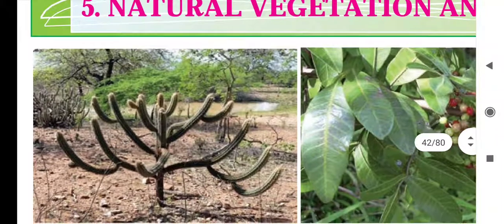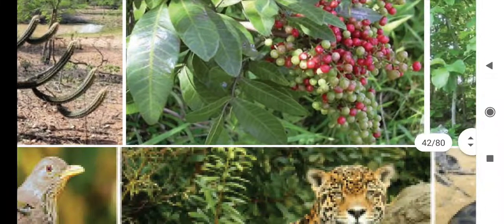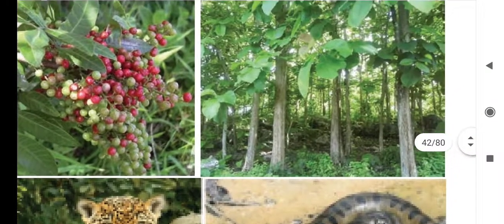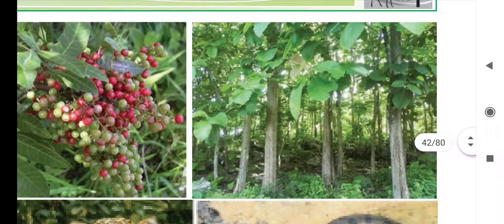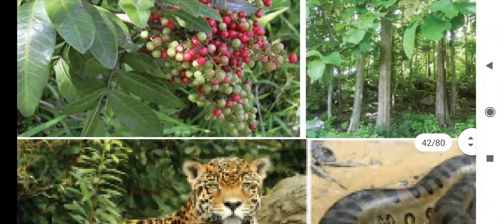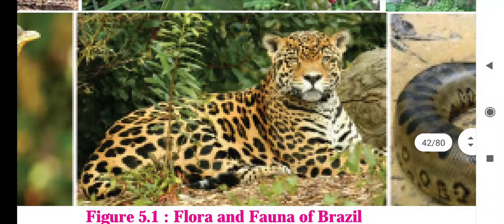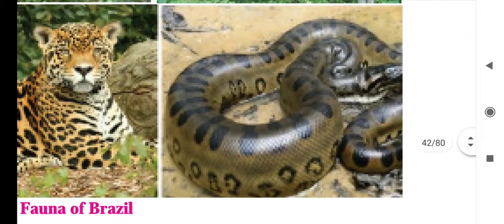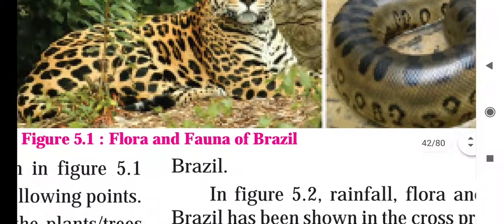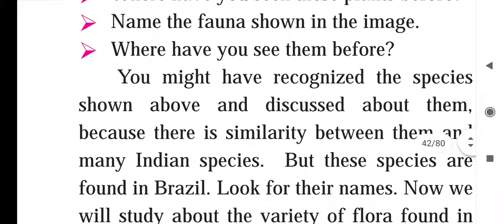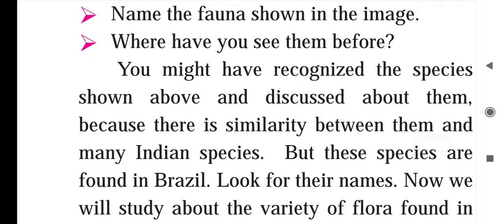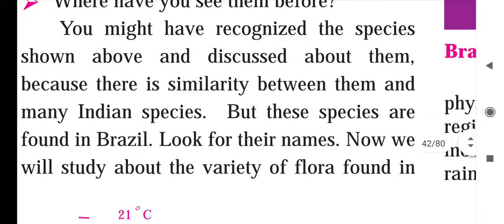this is the cactus. In many parts of our India cactus trees are found. Again, the teak tree is also found in many parts of our India. And here the jaguar is given; like that we have the leopard in our country. Many types of snakes, big snakes, are also found in our country. So here it is said that there is a similarity between them. But these species are found in Brazil.